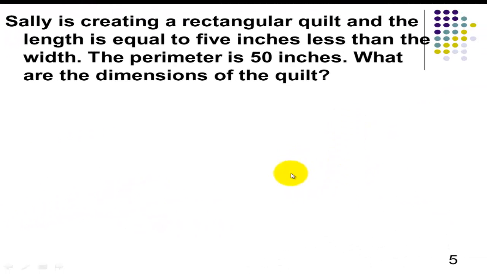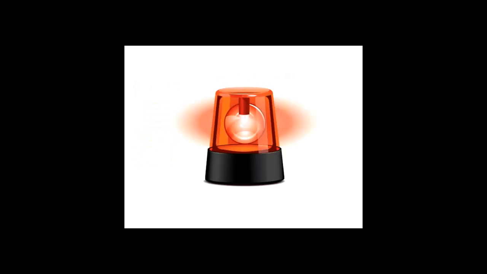Next question. Sally is creating a rectangular quilt and the length is equal to 5 inches less than the width. The perimeter is 50 inches. What are the dimensions of the quilt? I'm going to ask you to solve this problem. Go ahead and pause the video and solve this question. Note that you are being asked to solve for the dimensions. It means that you need to find the length and the width.